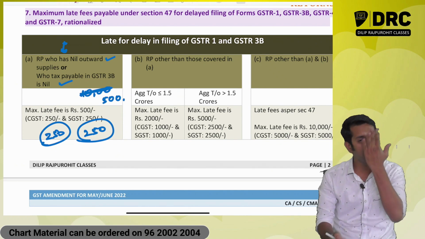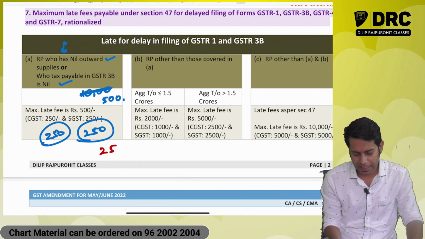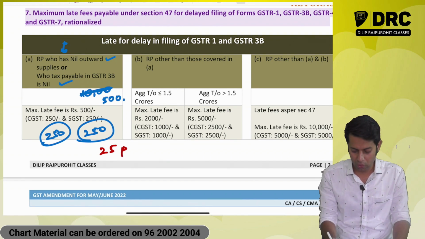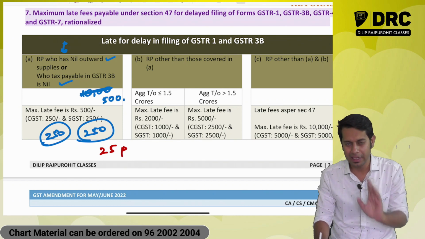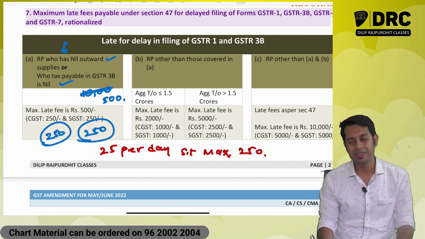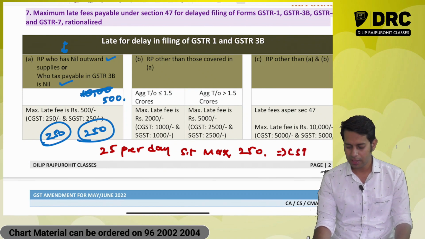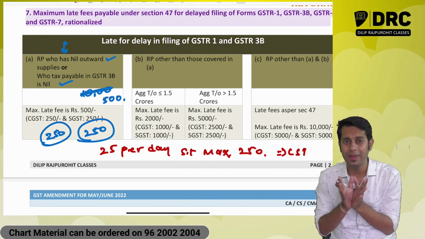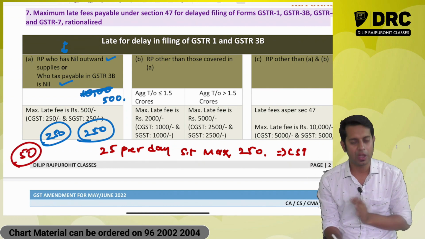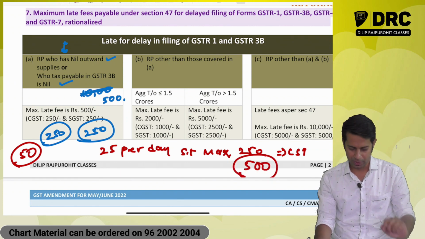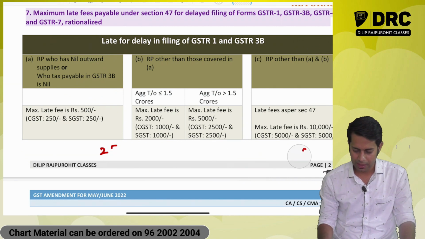Sir, then what is the late fee per day, sir? The late fee per day is same. If it is a nil return, then it is rupees 25 per day. So now the provision which you have to read will be, if you are filing nil return, then it is rupees 25 per day, subject to a maximum of rupees 250. This is under CGST law. Similarly, same provision is there under SGST law also. So effectively your late fee per day will be 50 rupees. 25 under CGST, 25 under SGST, and maximum it can be how much, sir? 500 rupees.